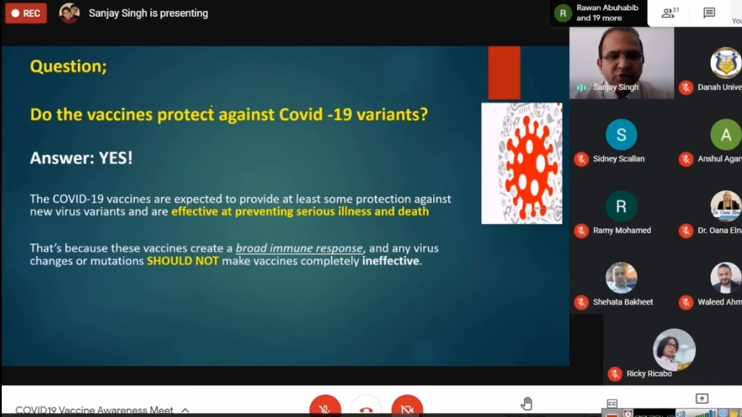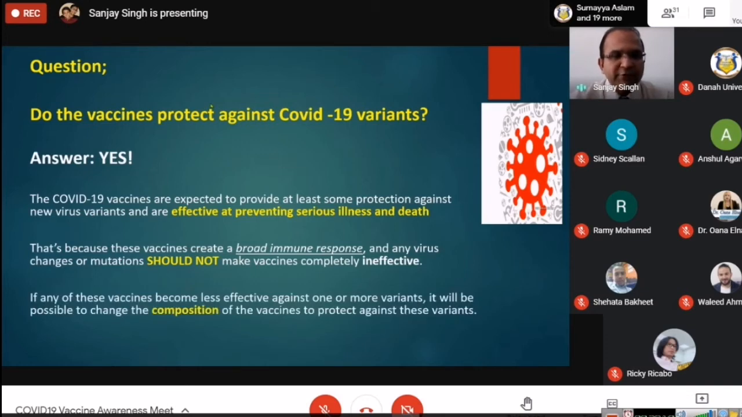ineffective. Actually, mutations are taking place millions of times. Mutation really means there is a defect in the reproduction of the virus. So most of these defects are lethal to the virus, but some of these defects become mutants and they are more efficient in transmission. So most of the variants that have come up are much more efficient in transmission. If any of these vaccines become less effective against one or more variants, it will be possible to change the composition of these vaccines to protect against these variants.